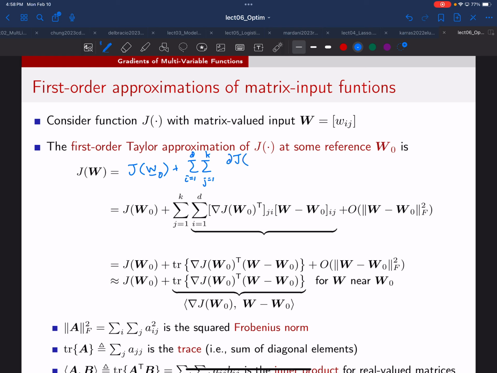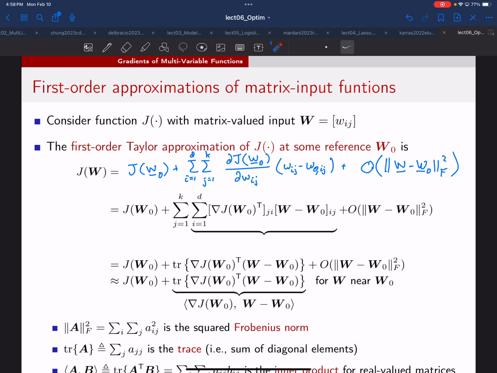So we have the partial derivative with respect to the ith row, jth column of W. And here we have the deviation between that scalar value and the reference point. There are a lot of other terms in the Taylor series, but we don't care about them. All we care about is that we can think of them together as upper bounded by this big O term.